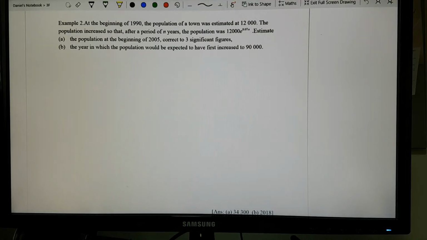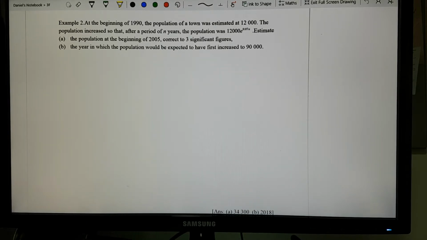Okay, let's move on to example 2 of page 19. Example 2. At the beginning of 1990, the population of a town was estimated at 12,000. The population increased so that after a period of n years, the population was 12,000 multiplied by e to the power of 0.07n. Estimate the population at the beginning of 2005 correct to 3 significant figures.